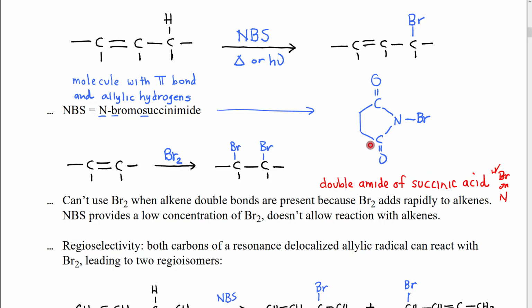This substance very slowly decomposes to give us a very low concentration of Br2. So technically we will be using Br2 in this reaction. However, the problem is that if we just put in a large concentration of bromine, Br2, we would see that the bromine would rapidly react directly with the alkene from a reaction that we learned in chapter 8. Alkene plus Br2, we lose the double bond and we add bromine to each side.